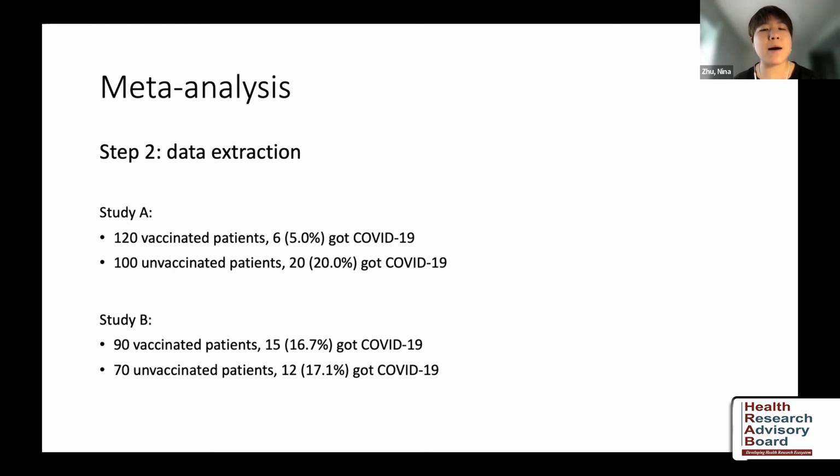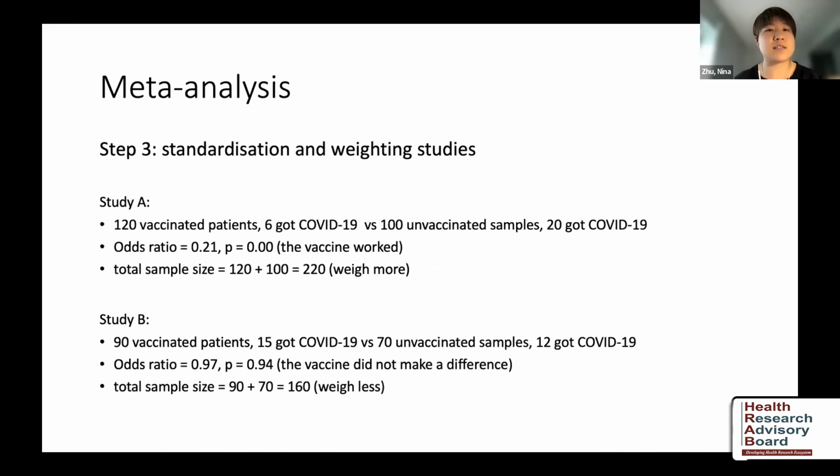So how do I combine the results of these 2 studies together? Do I just add up the percentages, or do I just calculate the overall mean? Not necessarily. So the next step is to standardize the study findings and weigh the studies.